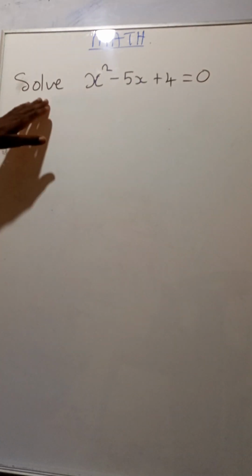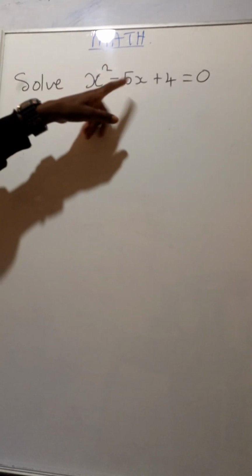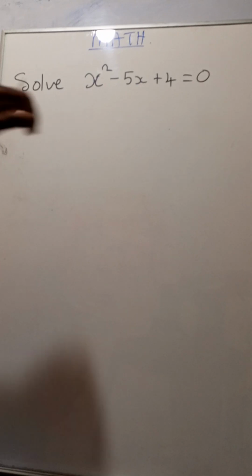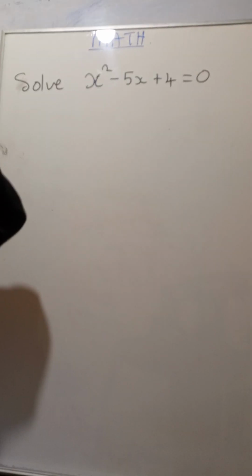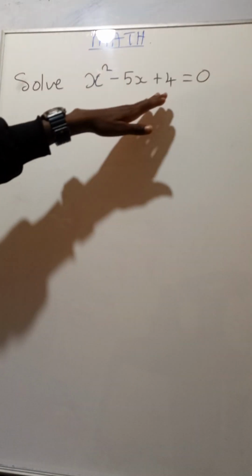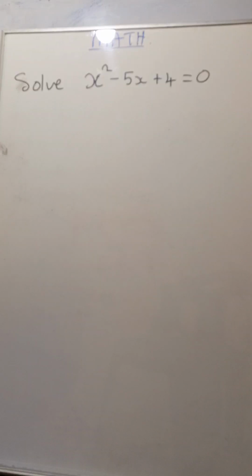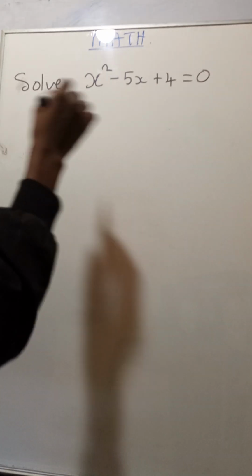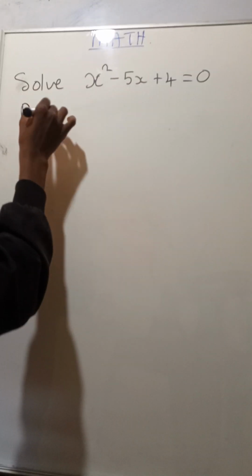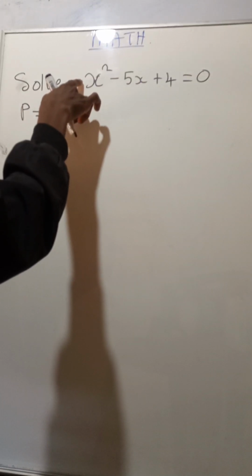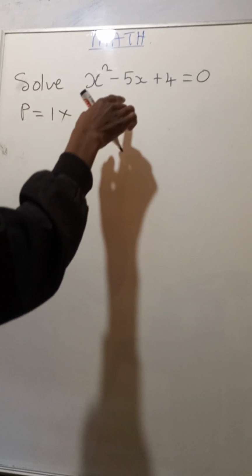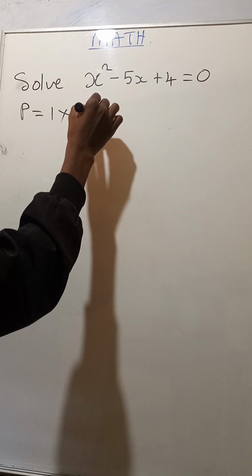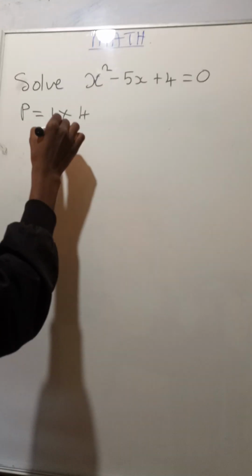Okay, so let's solve x squared minus 5x plus 4 is equal to 0. To solve this quadratic equation, I will use the product-sum method. What I'm going to do is find the product. The product will be the coefficient of x squared, which is 1, times c, which is 4, and this will give me 4.